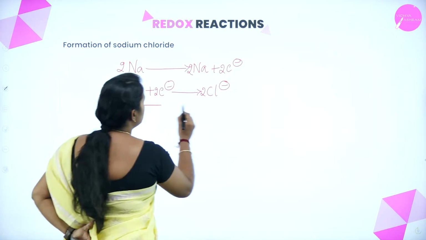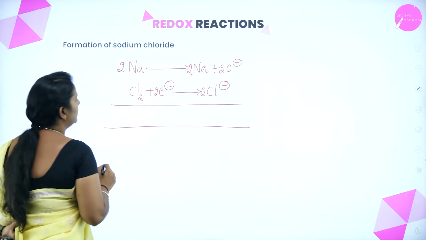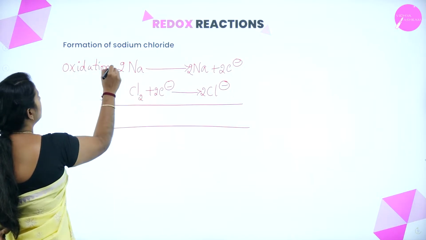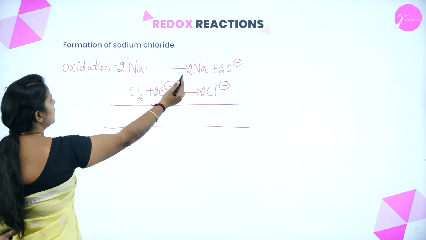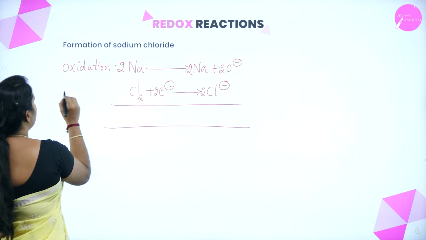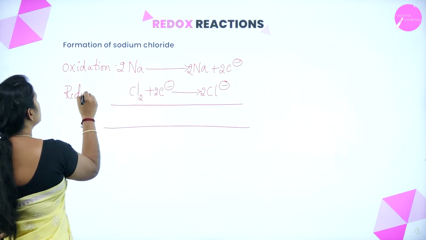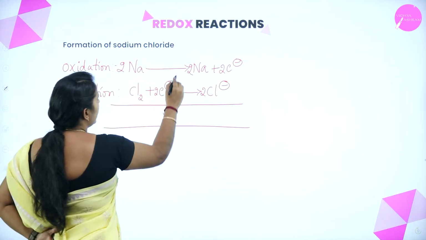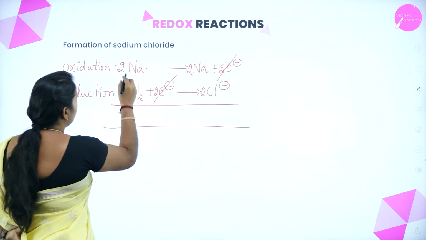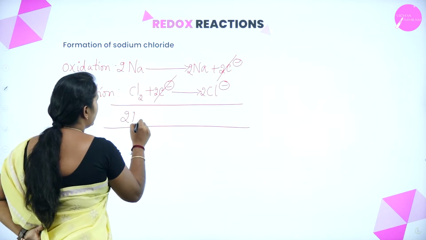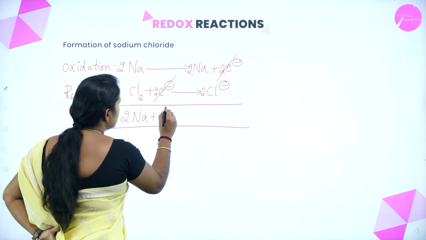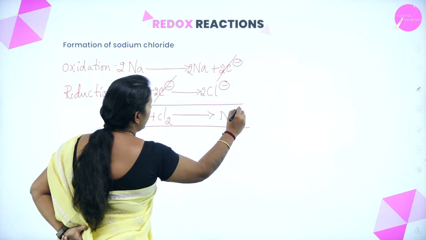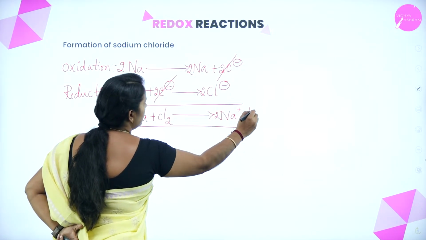So I can write that this one is undergoing oxidation. Why is it undergoing oxidation? Because it loses electron. Whereas why is reduction known as reduction? Because it is gaining the electron. So I will cancel these two electrons and then I can write 2 Na plus Cl2 gives rise to Na plus and Cl minus.